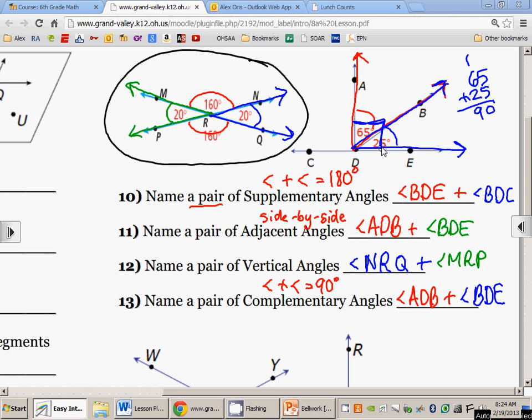That's what complementary means. And if you ever confuse complementary and supplementary because they look so similar, when you count, what comes first, 90 or 180? What comes first? 90. When you say your alphabets, what comes first, C or S? C. So complementary comes first, it's 90 degrees. Supplementary is 180.